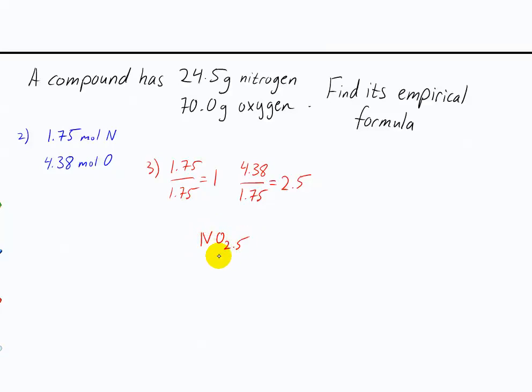Okay. So then that means that you figured out its formula is N1O2.5, right? And since we know you don't have fractional atoms, we're going to multiply it by 2 and end up with N2O5.